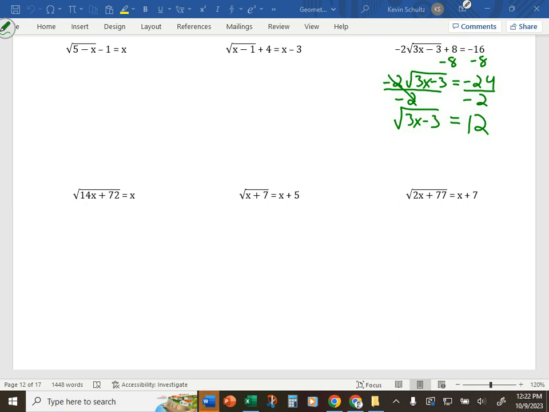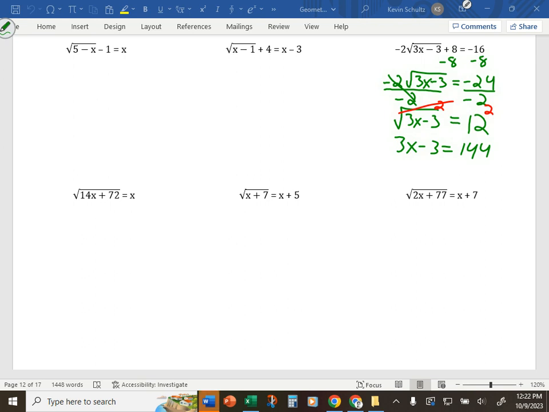What happens next? We square. Once you isolate the root, don't touch anything inside of it, because the operation to undo is the root itself. You're not going to add 3. Take care of the root first. Square both sides to cancel out the root. And now you end up with a really pretty straightforward two-step equation. 3x minus 3 equals 144.